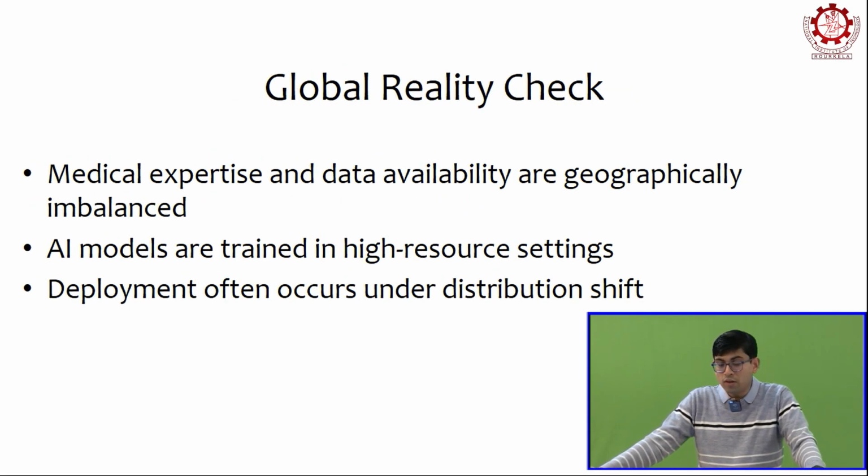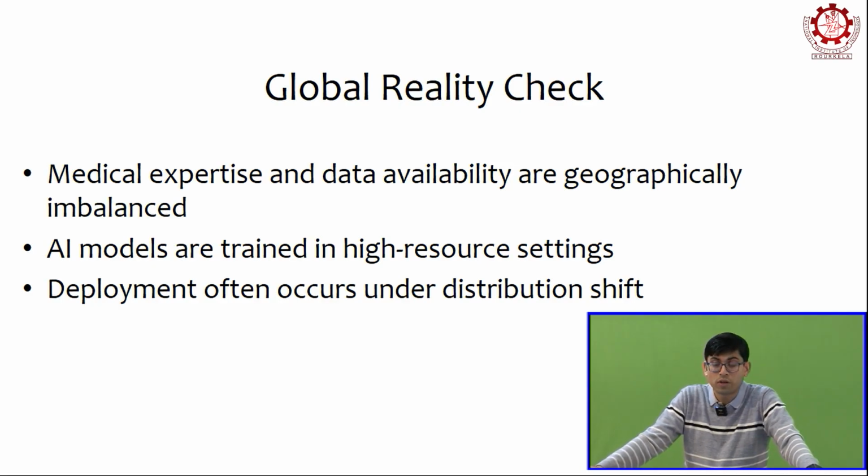Medical expertise is also geographically imbalanced. It's not just data availability. For a fact, I know that the number of pathologists available per 1,000 patients in India is very different from the number of pathologists available for the same number of people in the US. For that matter, radiologists or other kinds of clinicians as well.